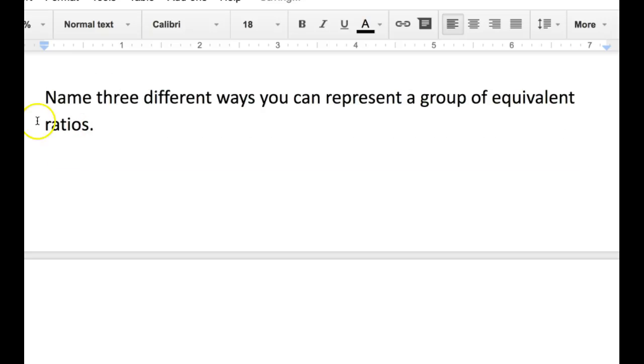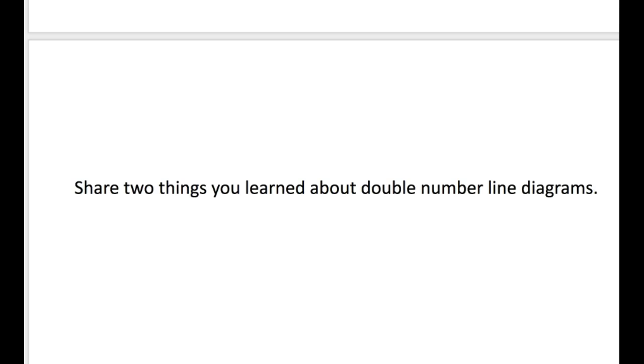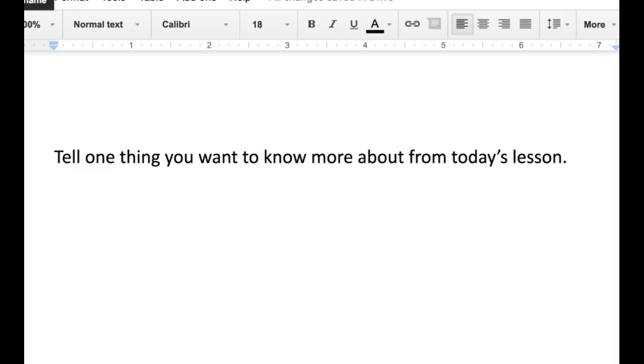Okay, let's see what we learned today. Name 3 different ways now that you have learned that you can represent a group of equivalent ratios. Today we just learned about 1. Well, you learned about a ratio table, you've learned tape diagrams, and now you've learned about double number line diagrams. Okay, share 2 things you learned about double number line diagrams today. Okay, tell 1 thing you want to know more about from today's lesson. Something that was confusing or something that you'd like to know a little more about.